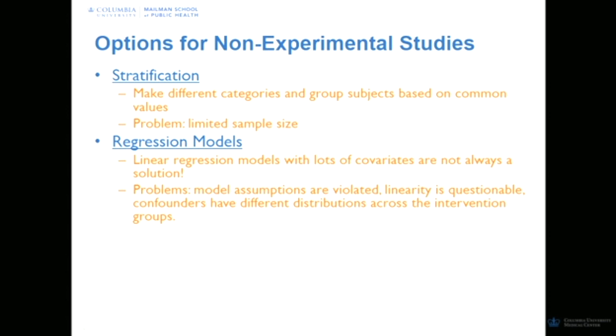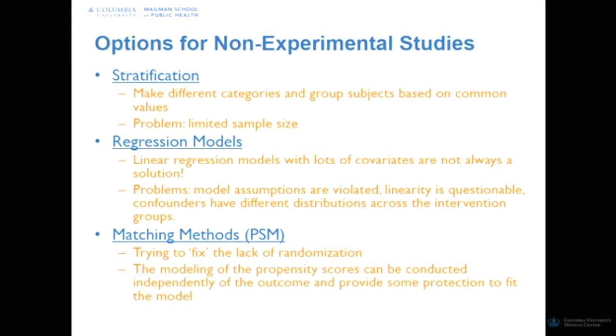So if stratification and regression are not feasible options, then let's try matching methods. Matching methods are used in observational studies to try to fix, as much as possible, the lack of randomization.